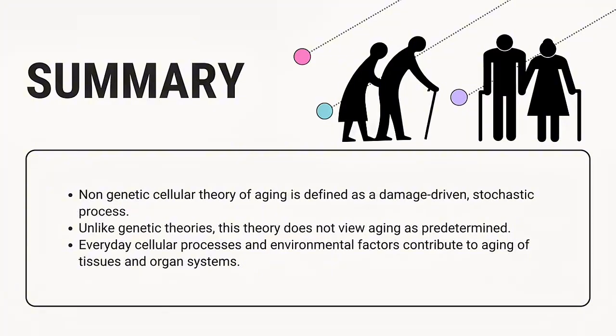To sum up, the non-genetic cellular theory of aging views aging as a damage-driven stochastic process. It's shaped by ongoing metabolic stress, oxidative damage, and the decline in cellular maintenance mechanisms. Unlike genetic theories, this model doesn't see aging as predetermined. Instead, it highlights how everyday cellular processes and environmental factors contribute to the aging of tissues and organ systems.